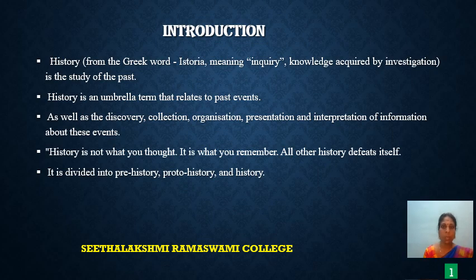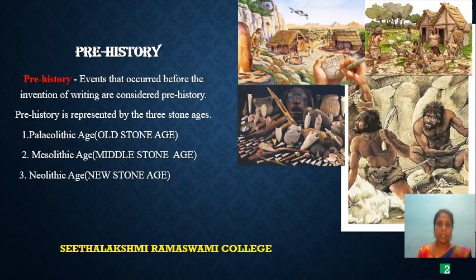Let's get into the topic of prehistory. Events that occurred before the invention of writing were considered prehistory. For roughly 2.5 million years, humans lived on Earth without leaving a written record of their lives. But they left behind other kinds of remains and artifacts. Prehistory is represented by the three stone ages, that is, Paleolithic Age, Old Stone Age, Mesolithic Age, Middle Stone Age, Neolithic Age, New Stone Age.